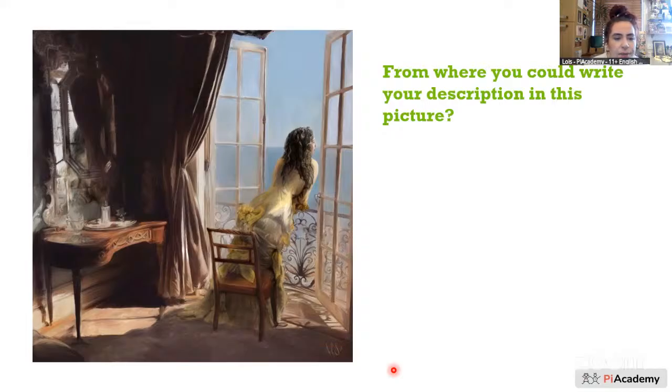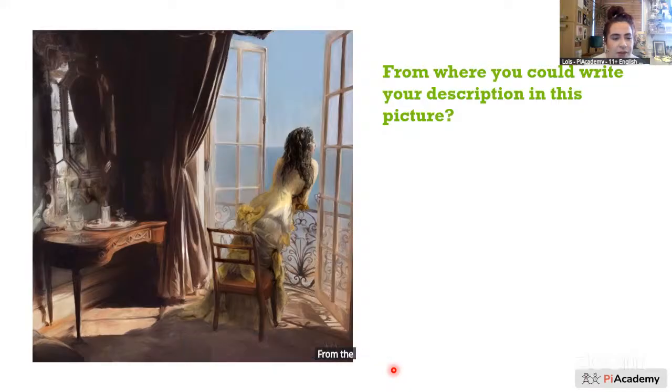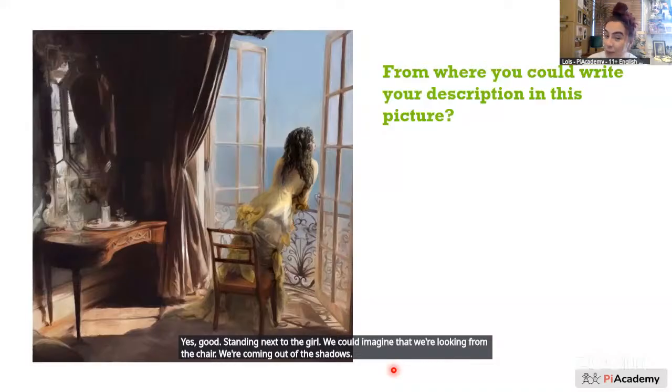We've got an aerial view. Yes. From the perspective of the sea, from the painting's point of view. Yeah, good. Lots of ideas that are all, yeah, I think essentially we're getting to different points of view from within the room, right? From the perspective of the curtains. Yes, good. Standing next to the girl. We could imagine that we're looking from the chair. We're coming out of the shadows. That's a little bit more sinister there.